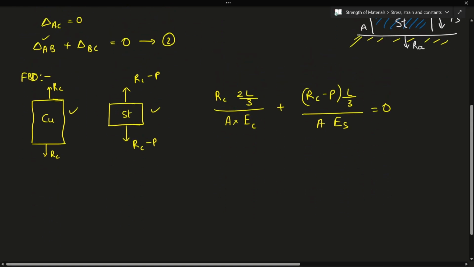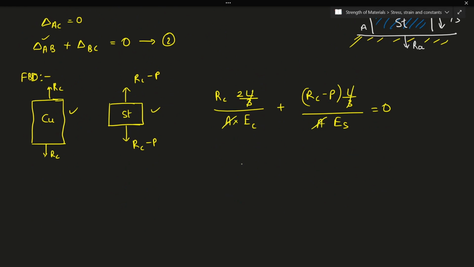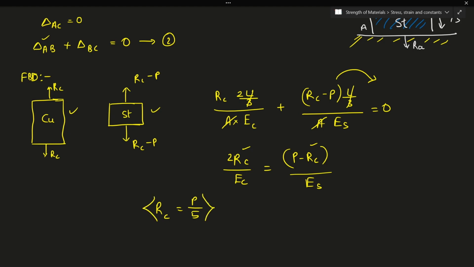Now I can cancel off L by 3 and L by 3 here. I can cancel A and A also. If I send this particular term to the RHS, I'll be getting 2RC divided by EC equal to P minus RC divided by ES. Upon simplification, I can find the value of RC in terms of P. I'll skip the simplification process. RC will be equal to P by 5, right? So this is in tension.